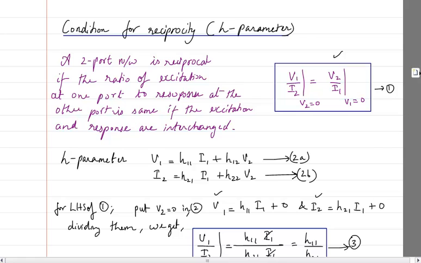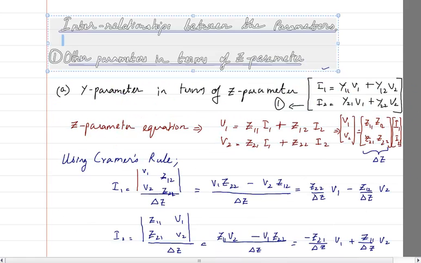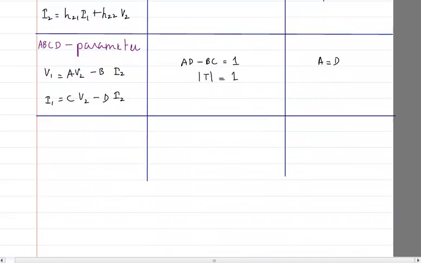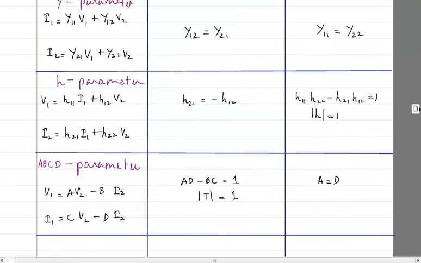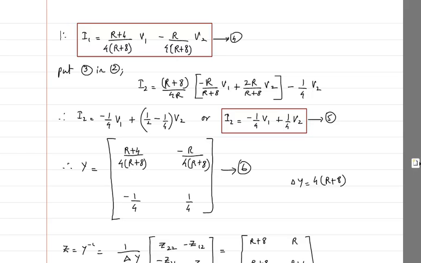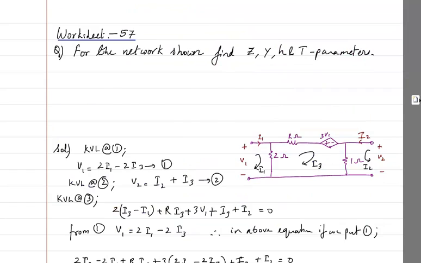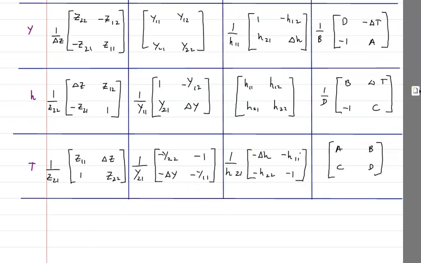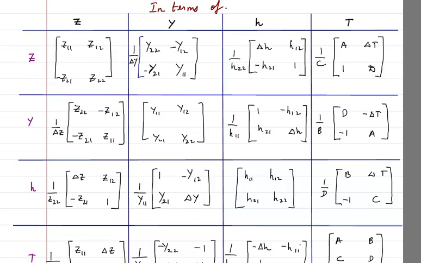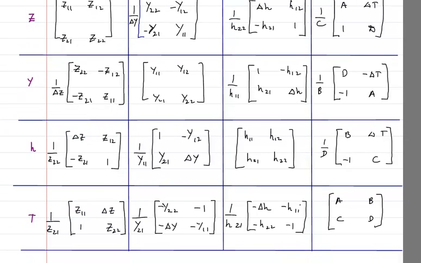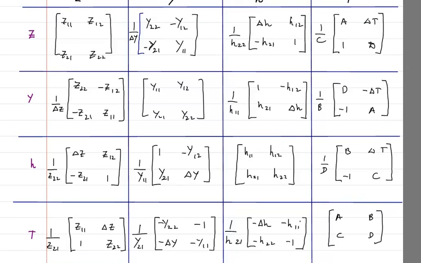If you remember, we have seen interconnections, and we can use those interconnection formulas to find out the relation between one parameter and the other. For example, if you know Z, you can find out the Y parameter, H parameter, and T parameter using the Z parameters. And this is one of the important shortcuts.